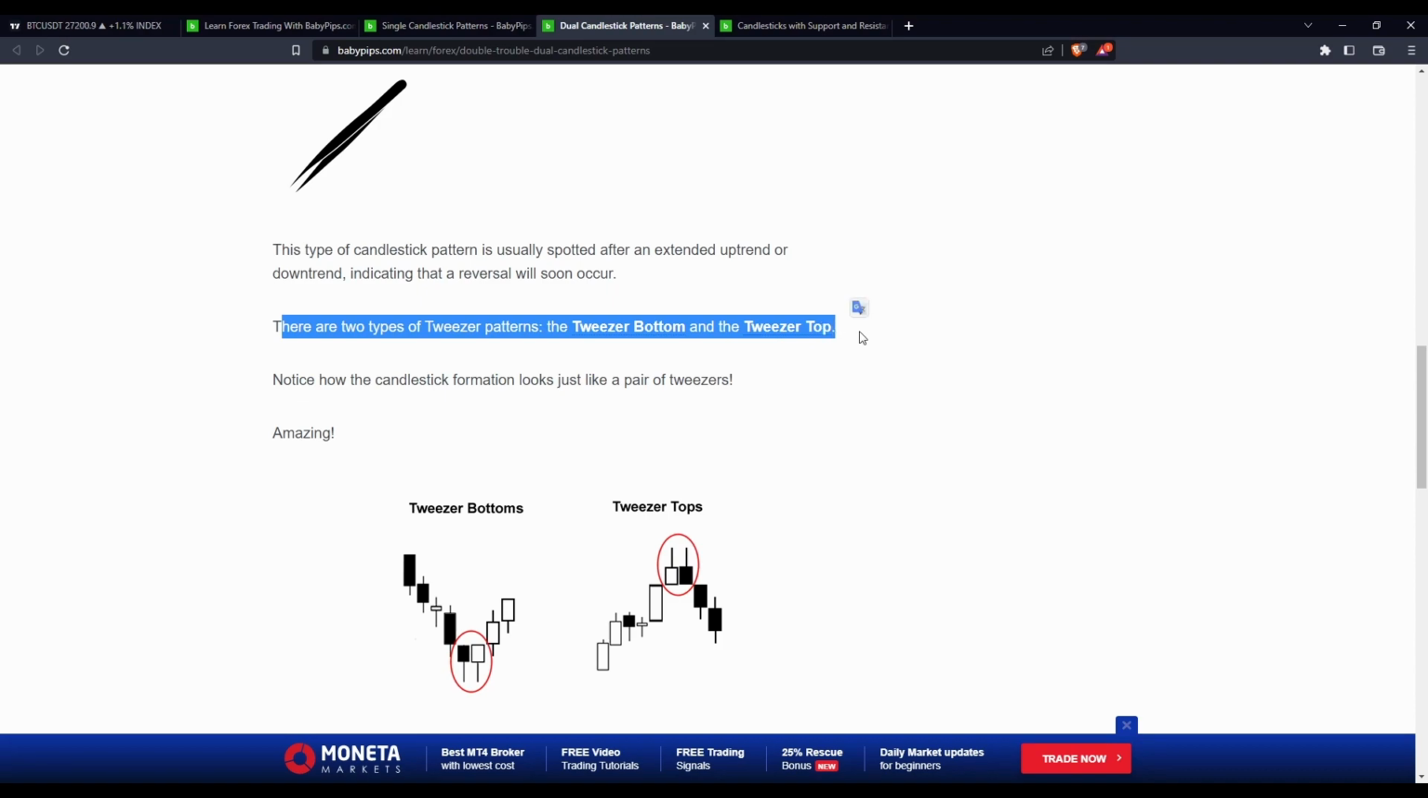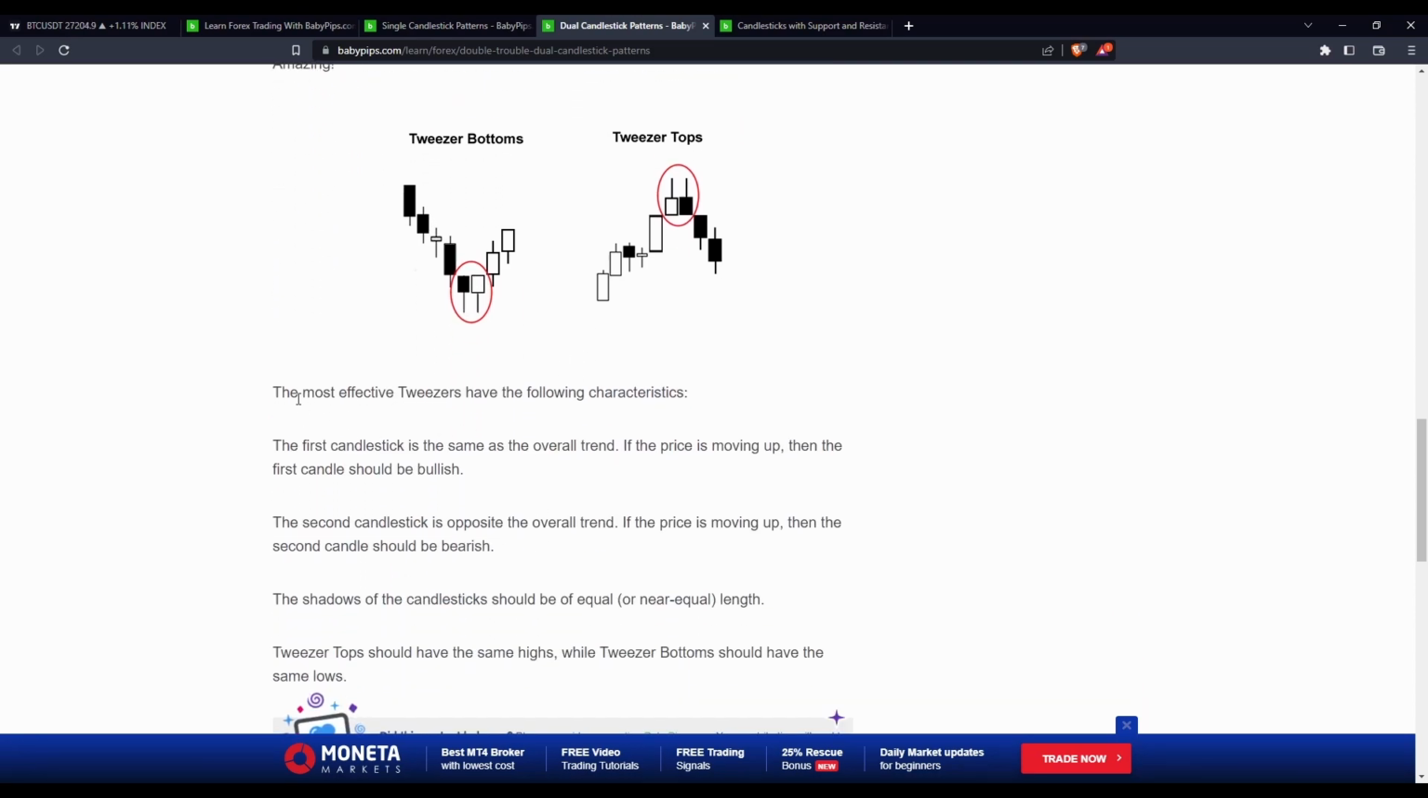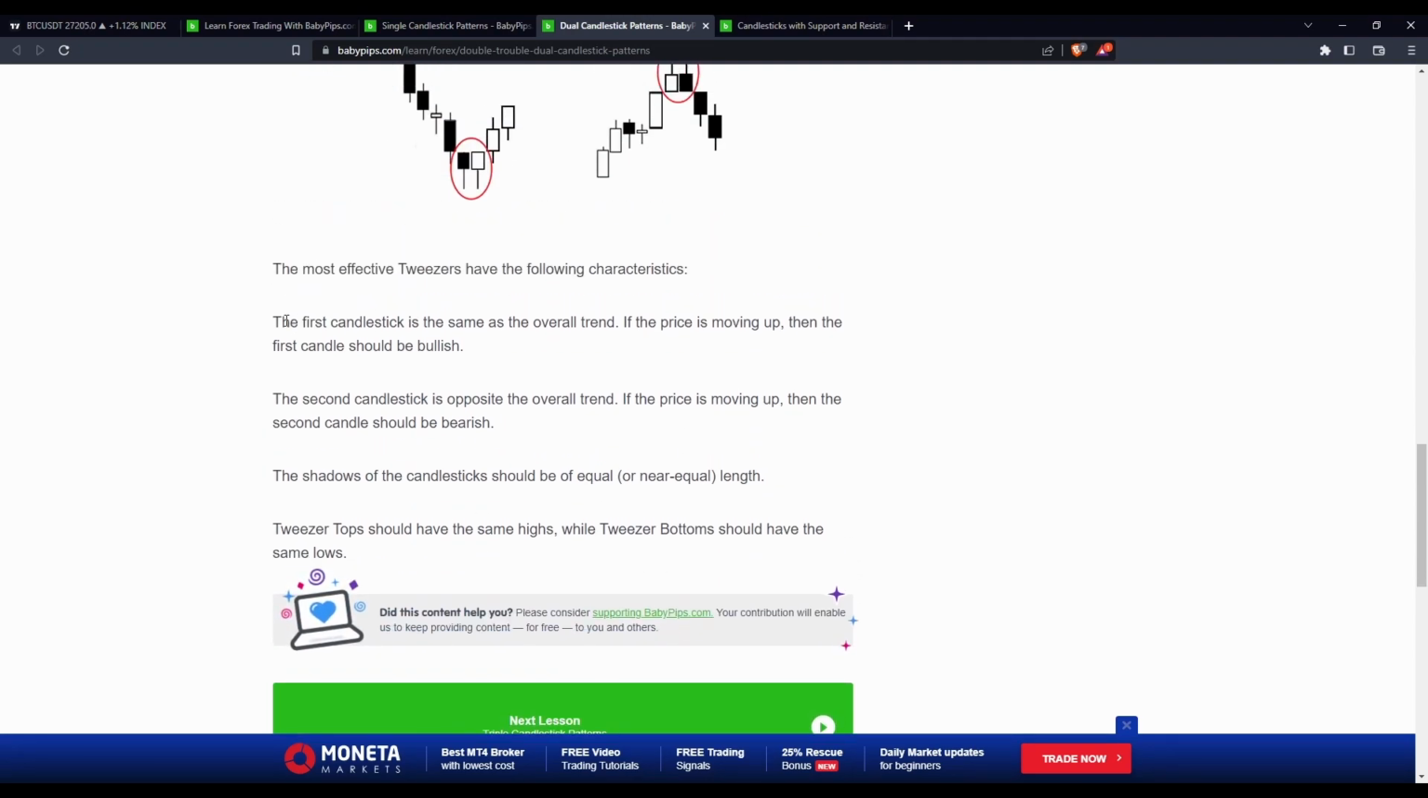There are 2 types of tweezers. You get a tweezer bottom and a tweezer top. Nice, cool. Notice how the candlestick's form looks just like a pair of tweezers. I mean, look at that, kind of does. The most effective tweezers have the following characteristics.